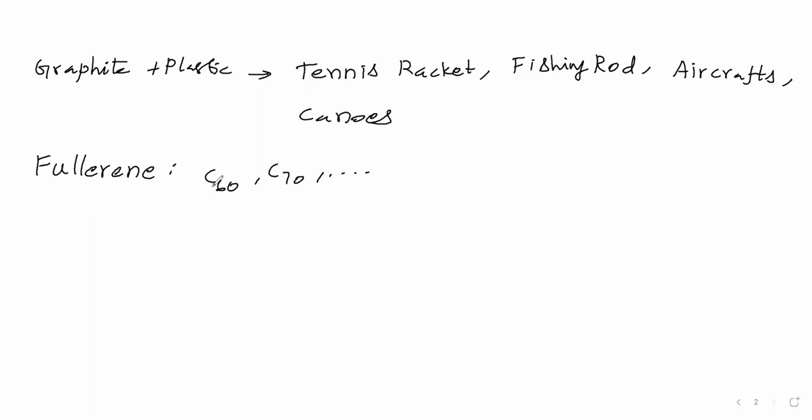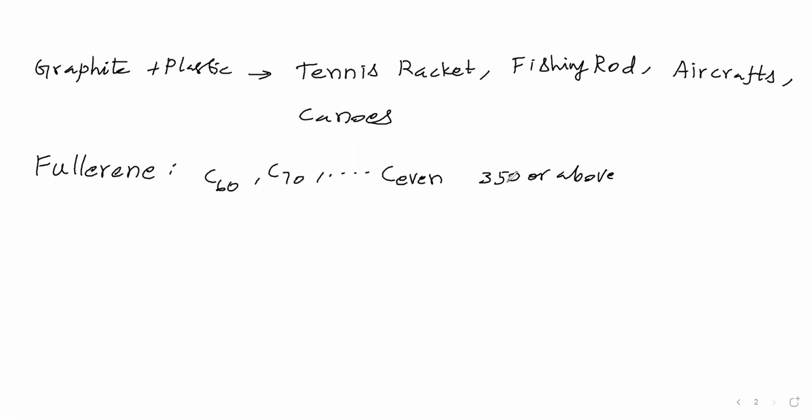That means one molecule contains 60 carbons. Then another example, C70. This molecule contains 70 carbon atoms. Like that, an even number of carbon atoms is possible, up to 350 or above. C350 means one molecule contains 350 carbon atoms. Above that is also possible.